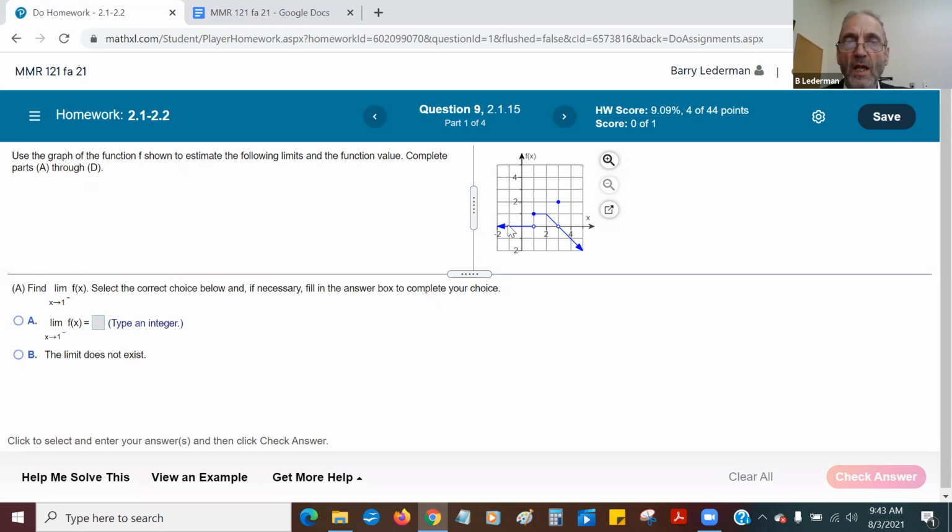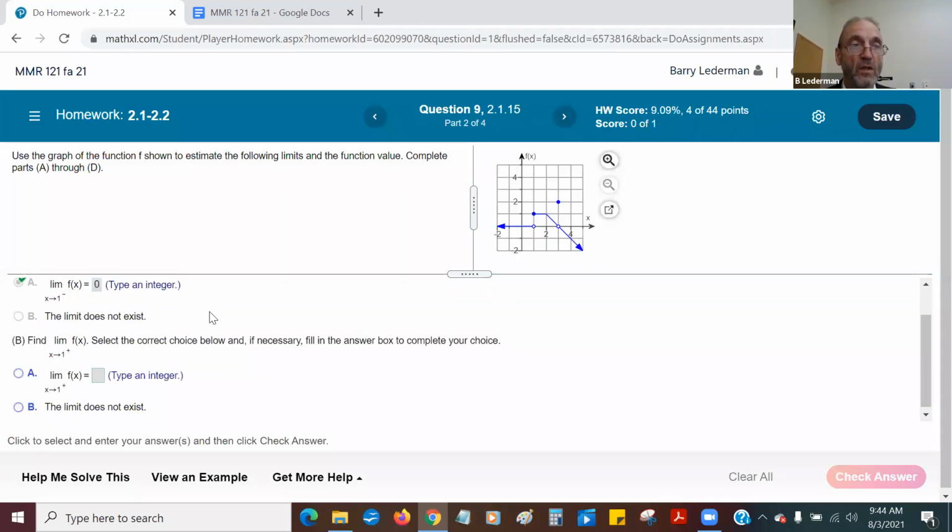As I approach from the negative direction, f of x this whole time is equal to 0. Now, when I hit positive 1, the function jumps up to equaling 1. But the question is, what is it when I'm very close to it? This function is 0, 0, 0, 0, 0, 0. So I'm going to put in 0. So from that direction it's 0.